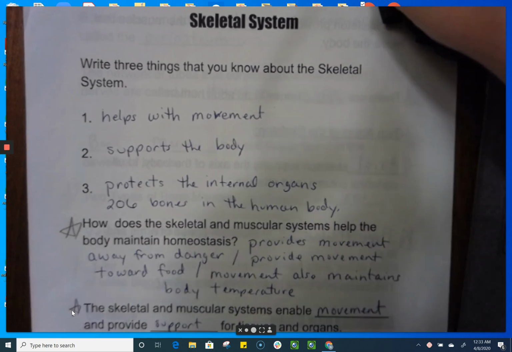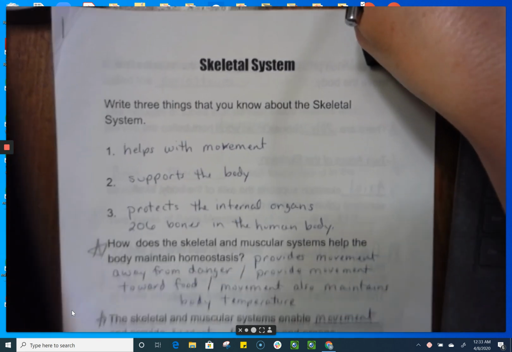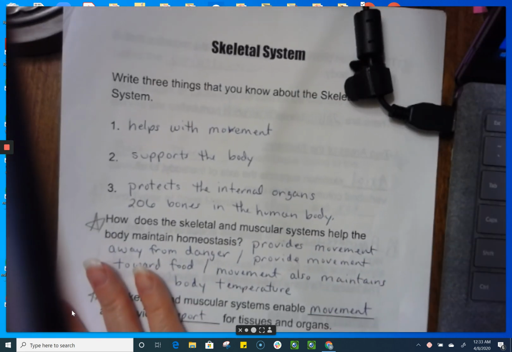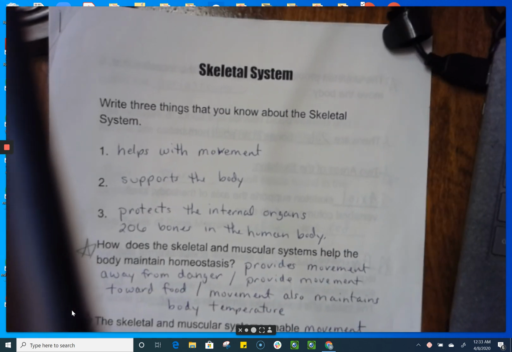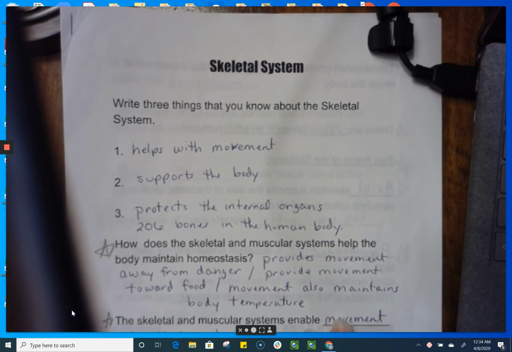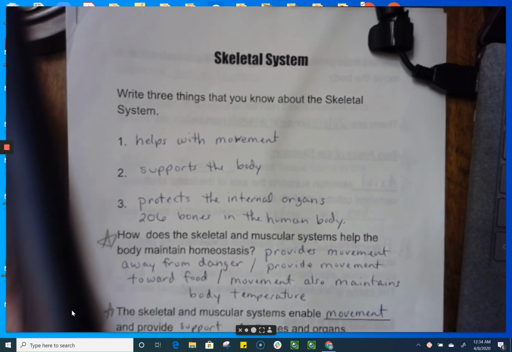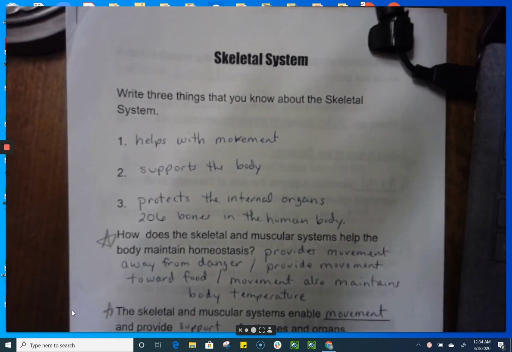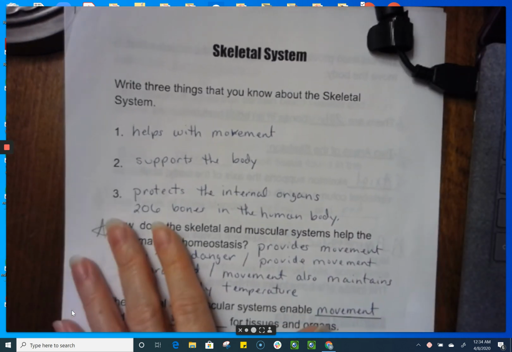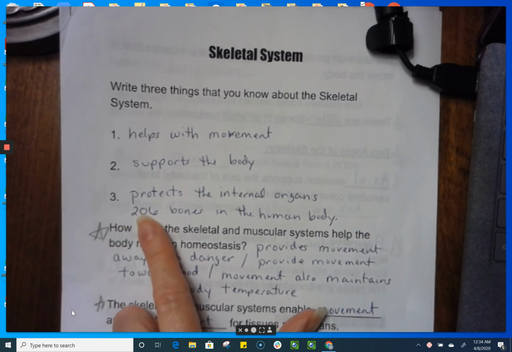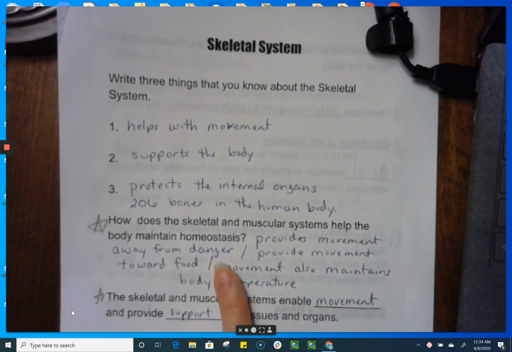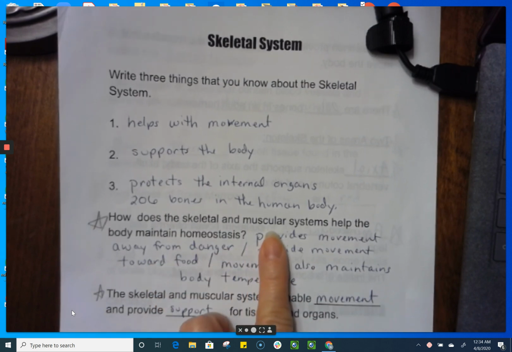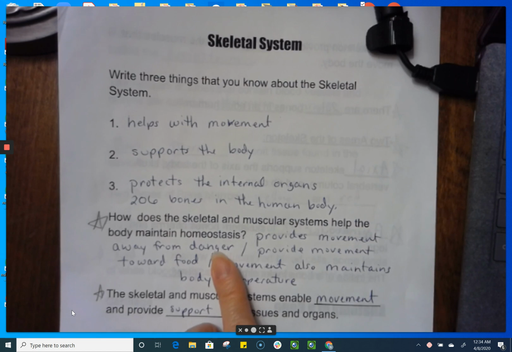All right. So just to make sure you have the correct answers to be studying, if you want to prepare for the test, 3 things that you need to know about the skeletal system is that it helps with movement, supports the body, protects the internal organs of the body, and you need to know that there's 206 bones in the human body. How does the skeletal system and muscular system help the body maintain homeostasis?